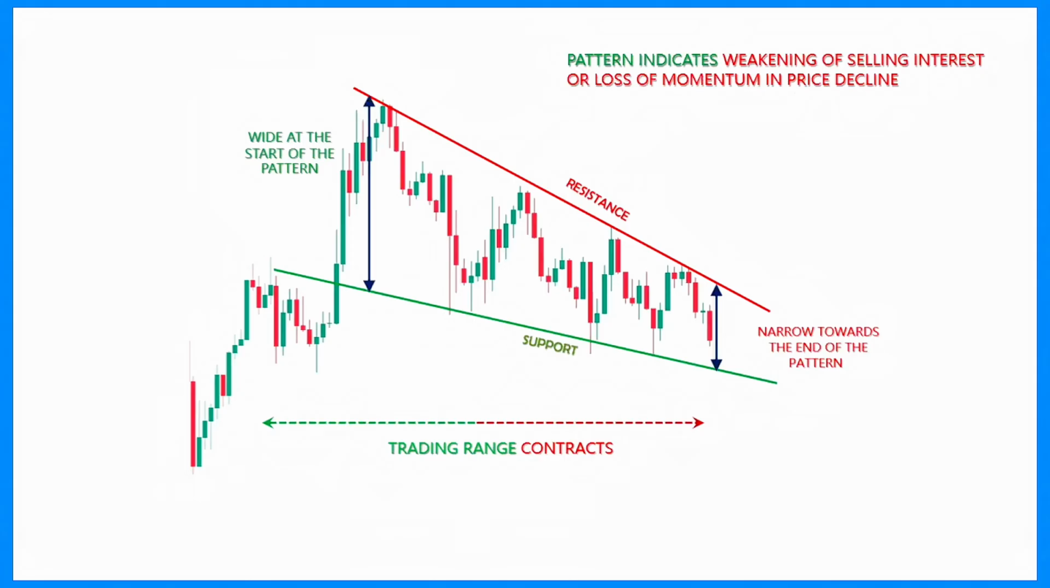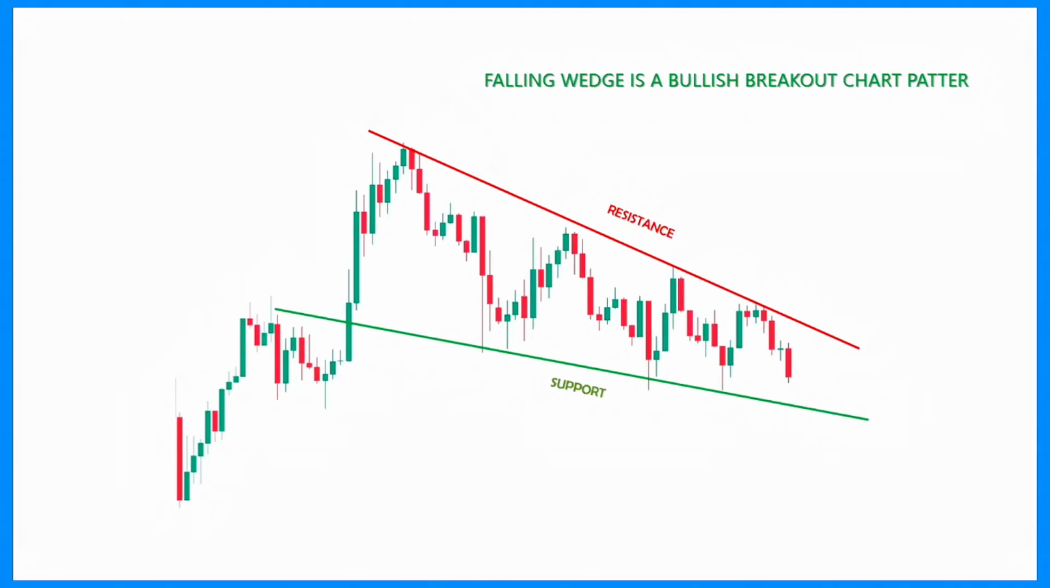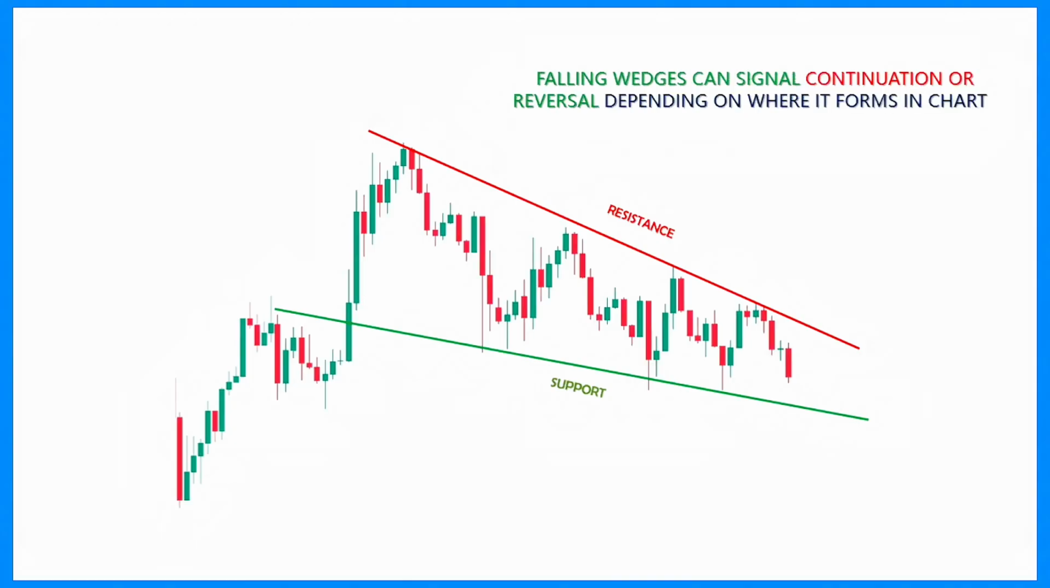As the swing highs and swing lows continue to contract, the price action starts to slow down, which indicates that sellers are losing strength and buyers are quietly stepping in. Unlike symmetrical triangles, which have no clear directional bias, the falling wedge always has a bullish bias because momentum weakens as price moves lower. Just like the rising wedge, the falling wedge can act as both a bullish continuation pattern and a bullish reversal pattern, which is why many traders find it tricky to trade.